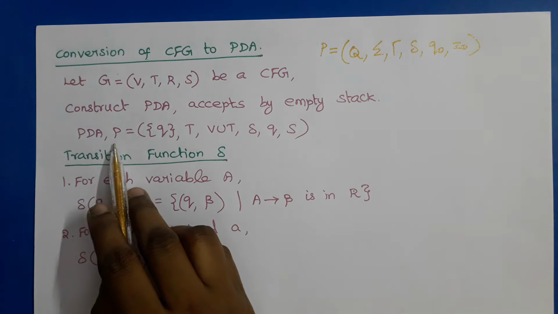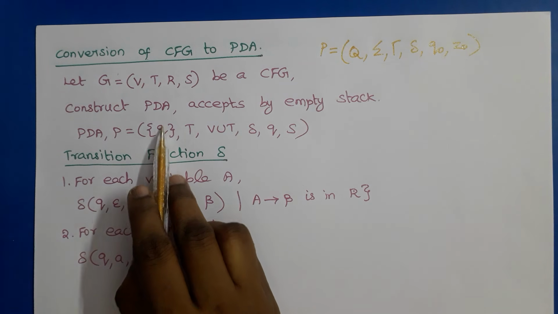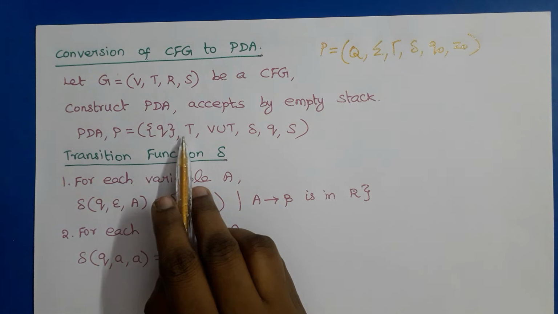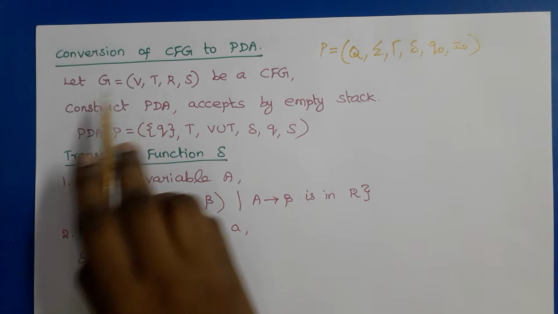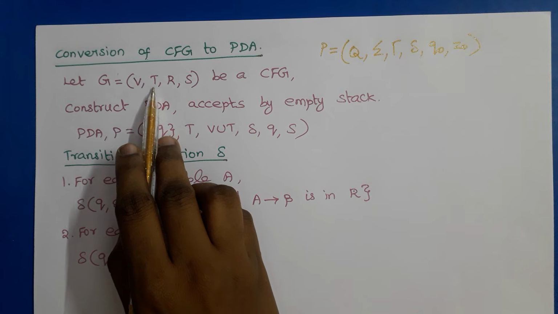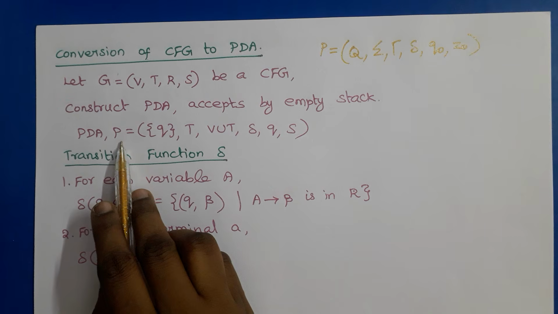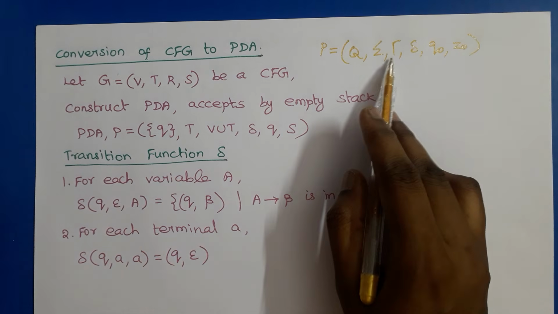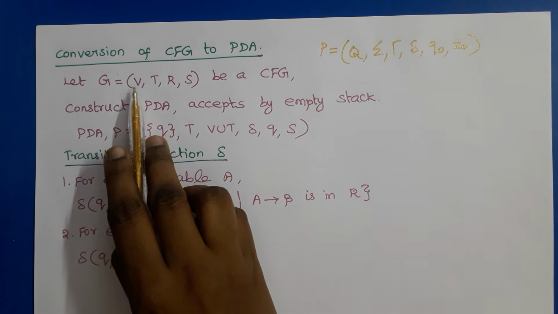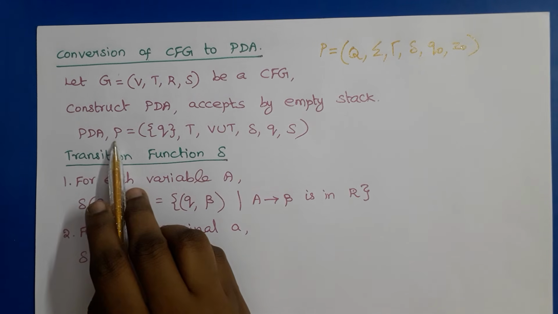So here the PDA P is equal to the set of states Q. Only Q is considered as the set of states, and sigma, the input alphabet, is the set of terminal symbols of the CFG. If CFG G has capital T, the set of terminal symbols, then these terminal symbols are the input alphabet for the PDA by empty stack. Then the set of stack symbols can be constructed by combining V and T. So V union T is the set of stack symbols of the PDA.